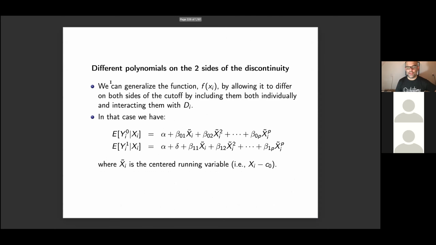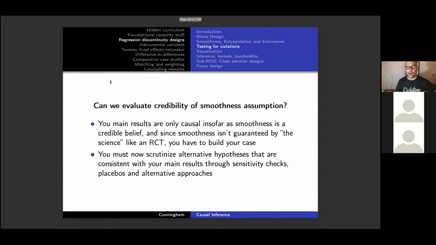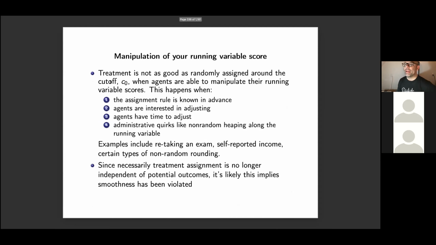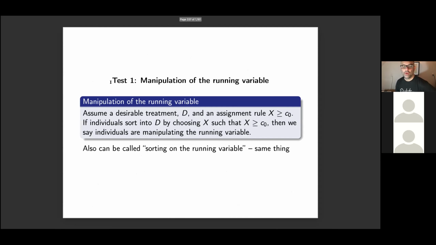But now we need to figure out this main challenge. So let's look at this first one. Test one. Can we test for whether or not people are endogenously choosing their running variable score? Is there something we can do to check whether or not people are choosing their running variable score?